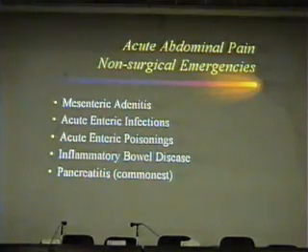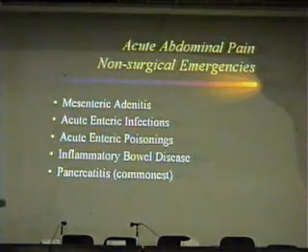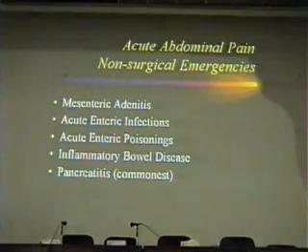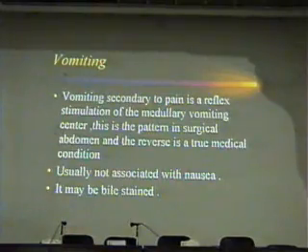If we press on part of the abdomen and maintain our pressure, and then we let the patient change his position, the pain disappears. This is because mesenteric adenitis occurs in the mesentery, and however the patient changes his position, the mesentery changes, so the pain disappears. We have acute enteric infections, acute enteric poisoning, inflammatory bowel disease and pancreatitis, and one of the most common medical emergencies. Pain usually comes with vomiting.